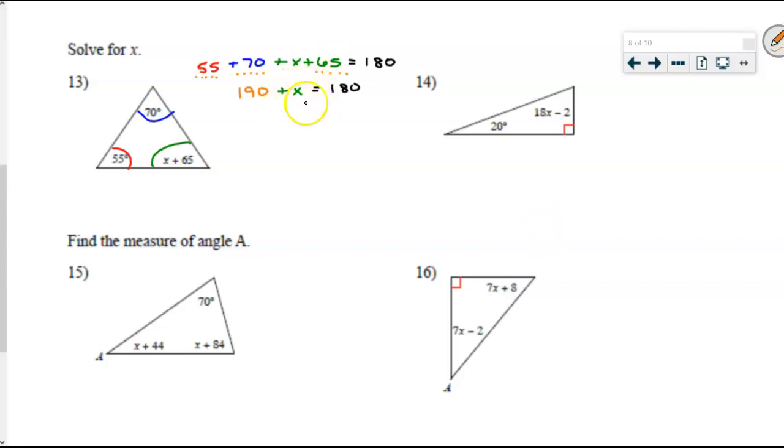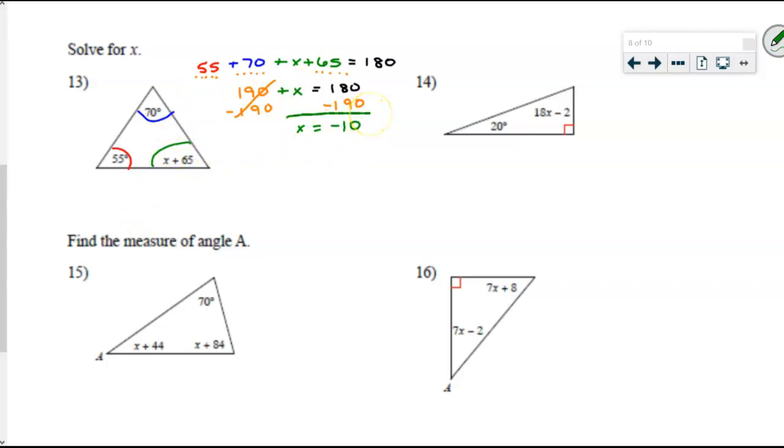Is x alone yet? No, so let's solve for x. That means x plus 190, and I will get rid of the 190 by subtracting 190. Whatever I do to one side, I do to the other side. That zeroes out, and I have x equal to 180 minus 190, and I get what, Weston? No, you don't. Be careful. 180 minus 190 is negative 10, exactly. x is equal to negative 10.